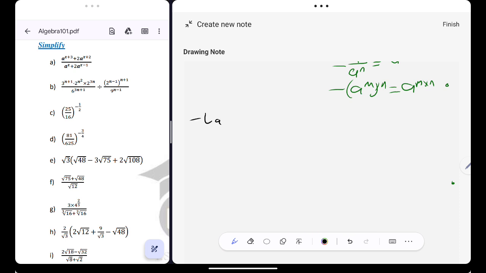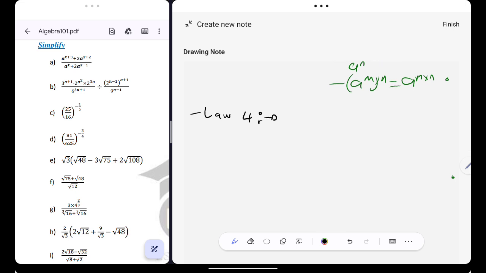Law number 4 simply states that if you have different bases, for example, like taking from law number 3, all raised to the power x, this x will become the exponent of the first base and the exponent of the second base. So it will be a to the power x multiplied by b to the power x.